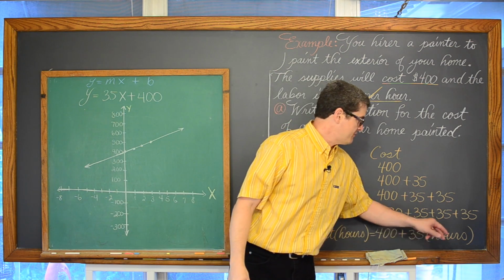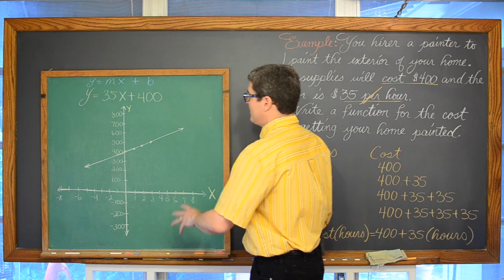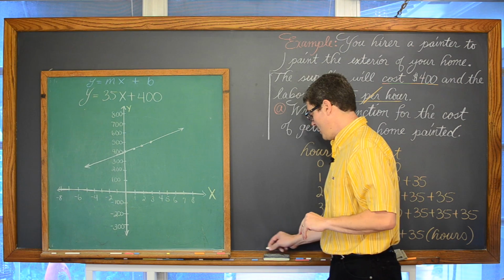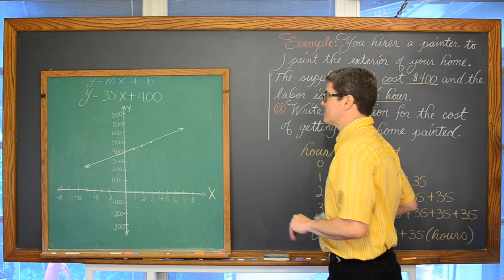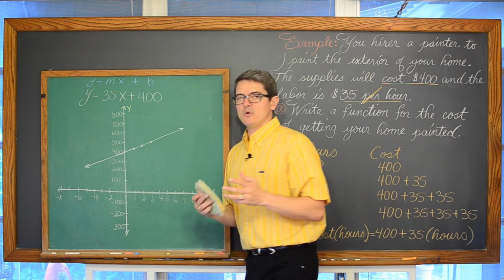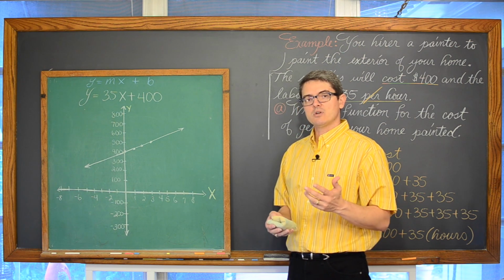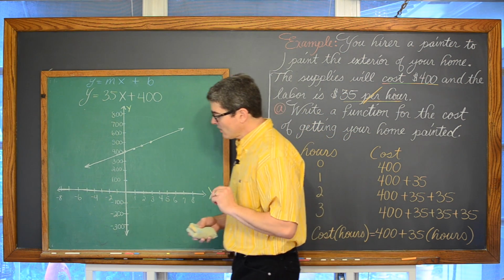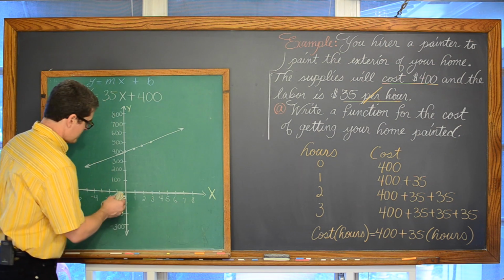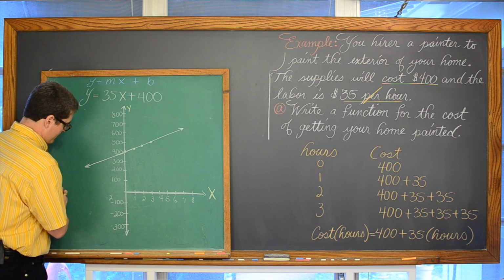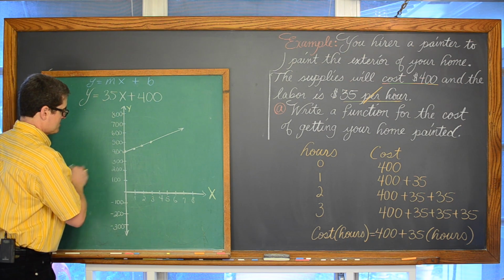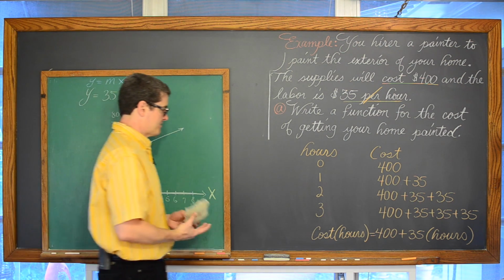And then we have 35 times the number of hours. So this is a graph of this function with no real-life context. Well, now that we realize that this equation is supposed to be describing how much it costs to have a home painted, well, it wouldn't make any sense to include any numerical values for x, which is negative, because that's not possible in this real-life setting.